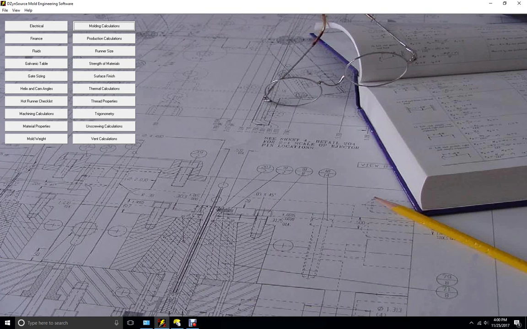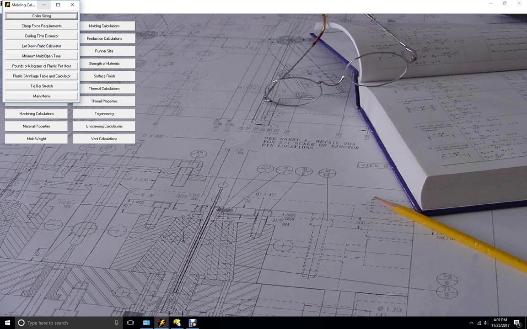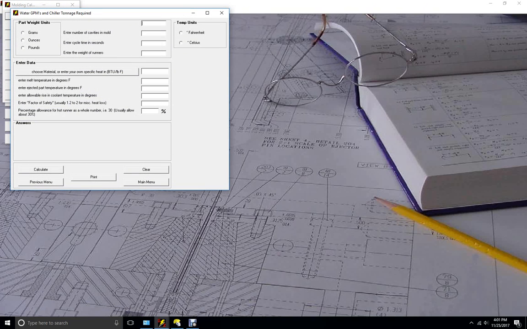This video is part one of a series that I'm going to create for how to do engineering calculations for mold design. This particular series is for cooling considerations. The first thing that I do when I'm starting off, once I've got my mold basic layout done and I'm getting ready to design the cooling system, is I go to molding calculations, chiller sizing, and that's where you'll find the information that we're looking for in this particular video.